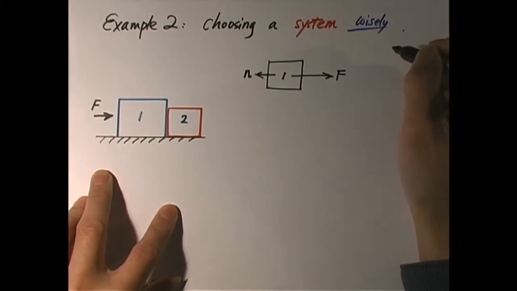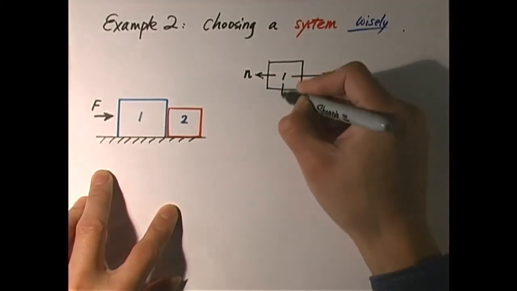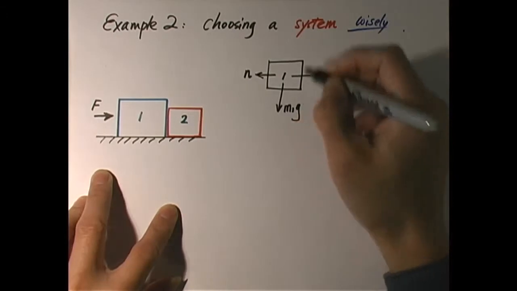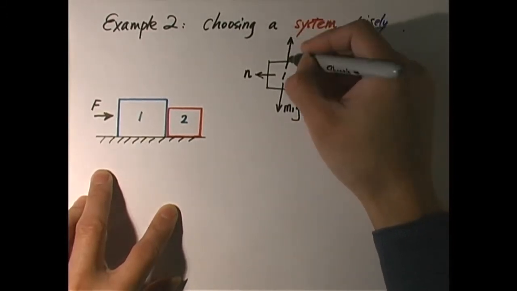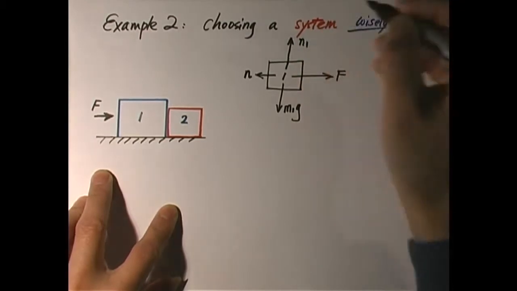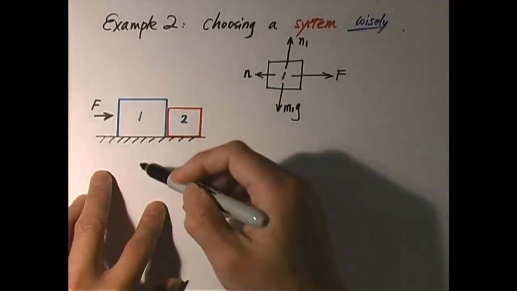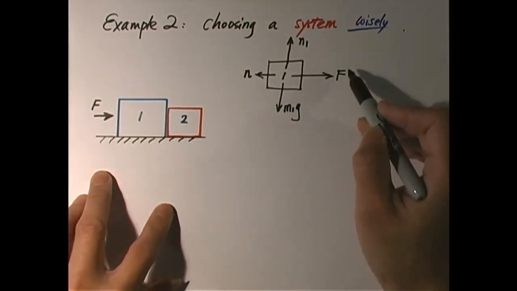Okay, that is what happens horizontally. Vertically, there is a pair of forces. You got M1G, and you got another normal force. Let's call it N1, that's from the table. Of course, these two forces cancel. Why? Because the thing doesn't move up and down at all. So we don't have to worry about these two forces.